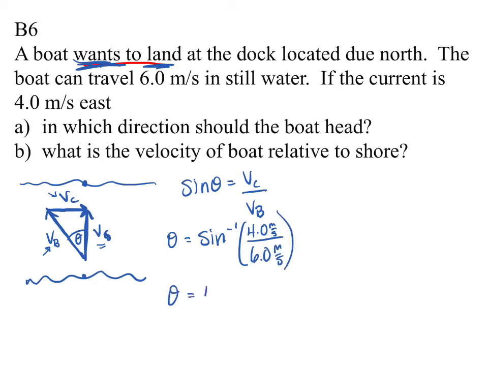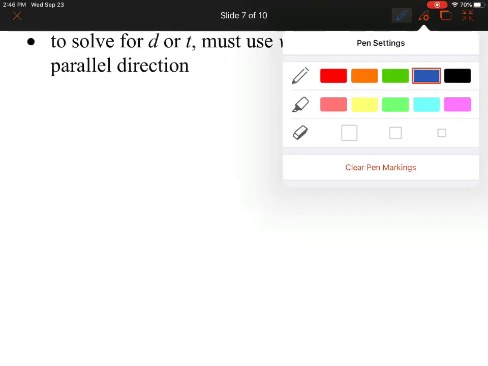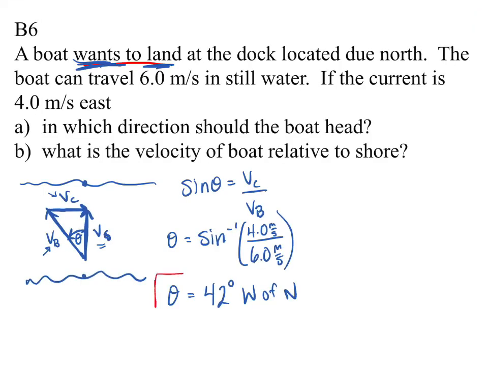And what do I get? I get 42 degrees. 42 degrees of what? Well, again, look at that. We start north and we go west of it. So that is west of north. There we go. So there's my angle.